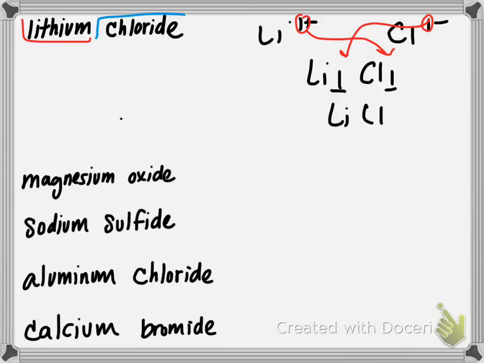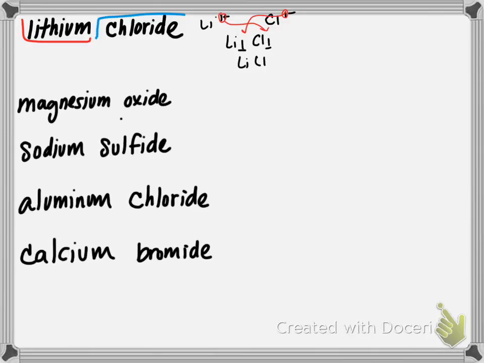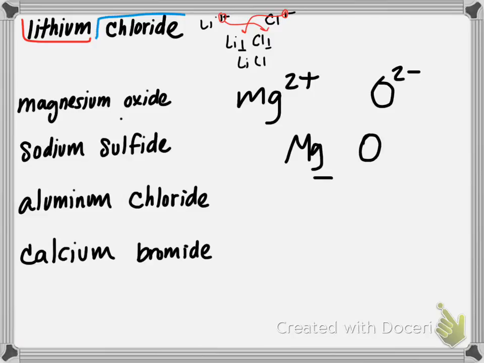Okay, magnesium oxide. Magnesium ion: Mg 2 plus. Oxide ion: O2 minus. Mg sub, O sub. We get 2 and 2. Last step, simplify, clean it up. What do you get? MgO.